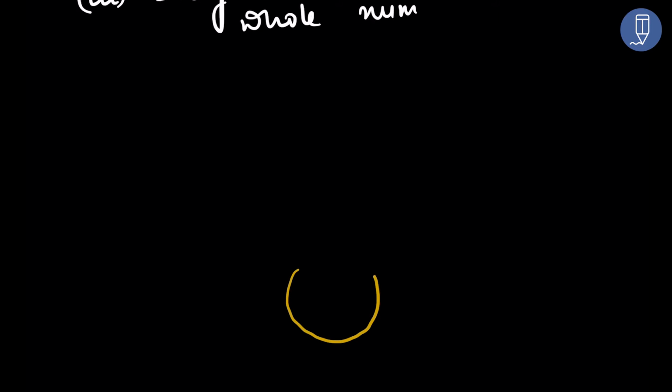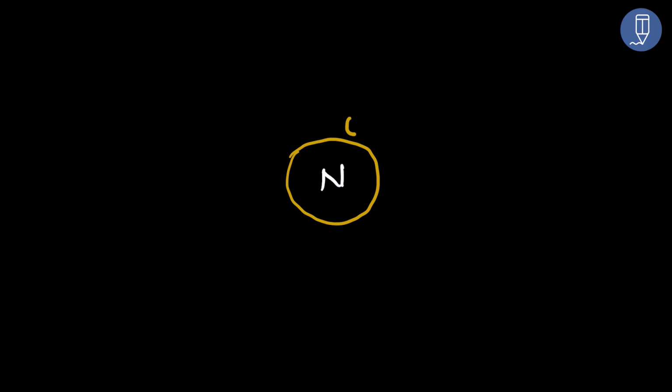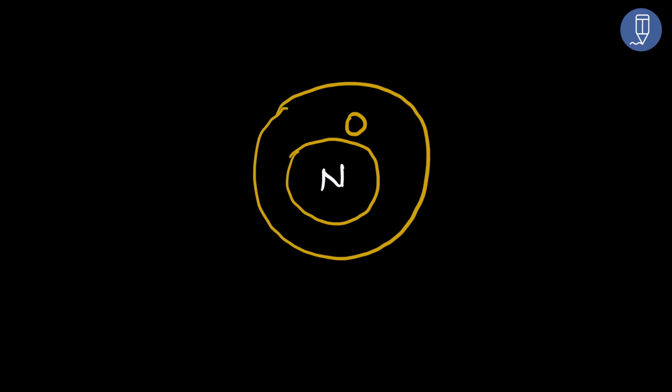So we draw a small circle. This is the circle of natural numbers. So we have all the natural numbers inside this circle, so we call it capital N. Now we draw another circle. This time one more number 0 is written here and we get a bigger circle. This bigger circle has 0 inside it and all the natural numbers inside it.